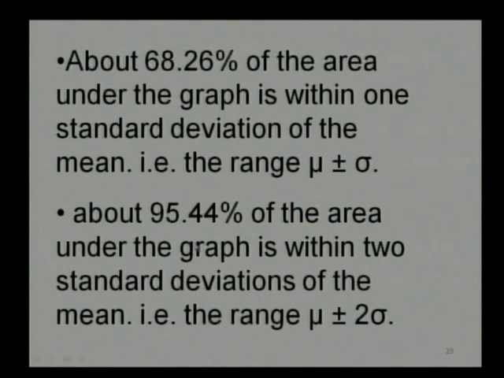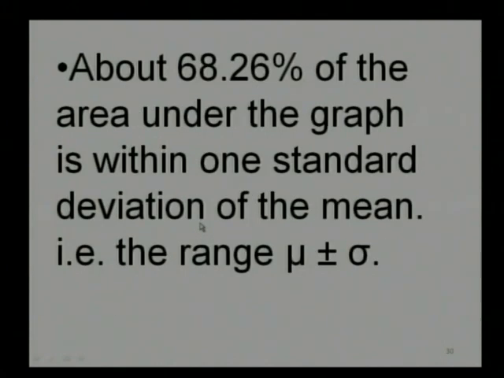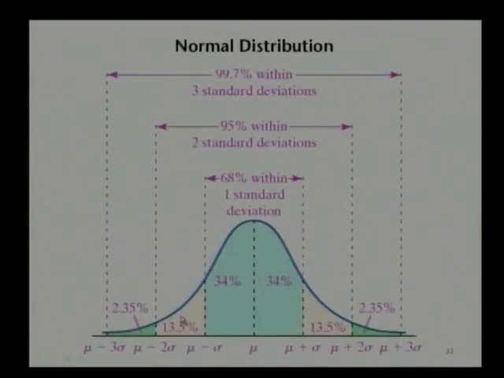Next, about 95.44% of the area under the graph is within 2 standard deviations of the mean. It means the range mu plus or minus 2 sigma. Let us see. Within the range mu plus or minus 2 sigma from the mean, almost 95% of the observations fall within this range.